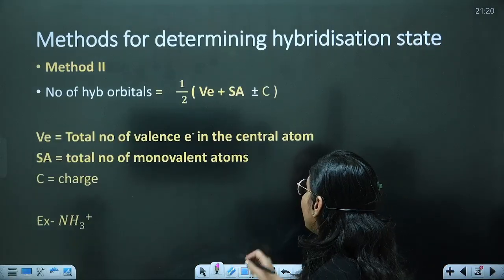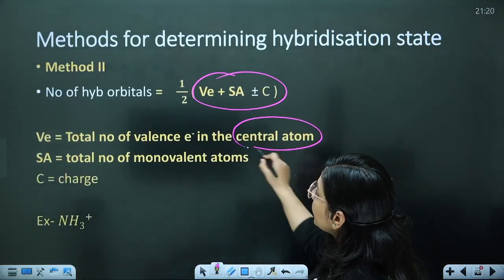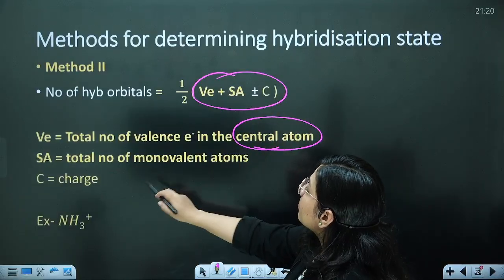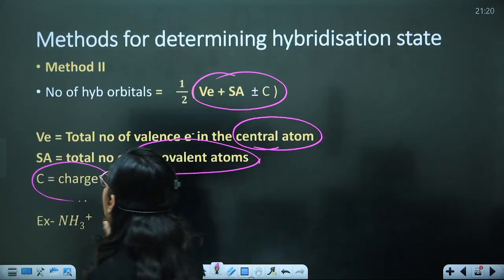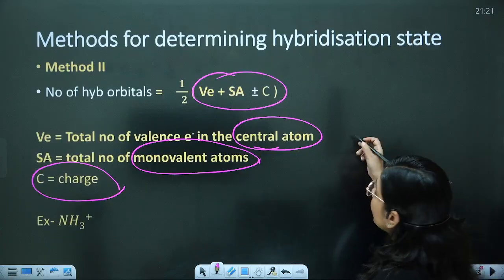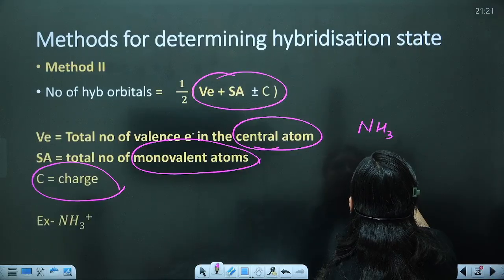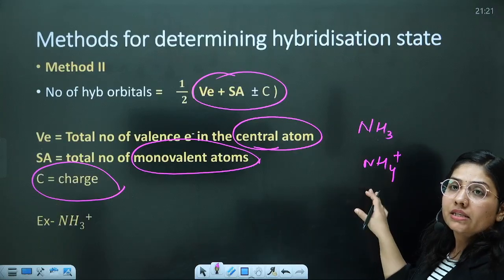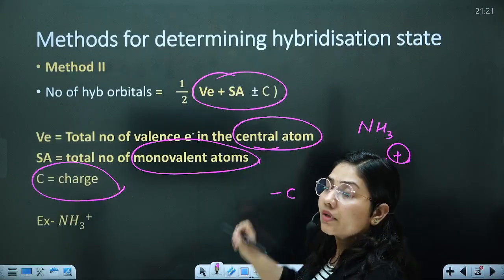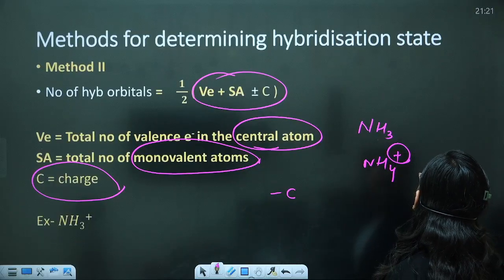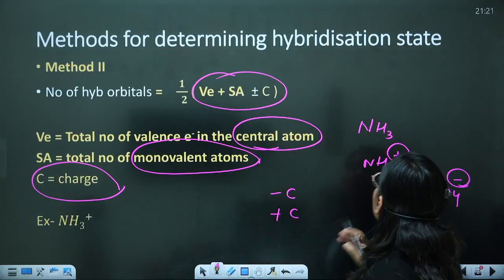See, this is the half of this whole thing. You will add the valence electrons in the central atom, then you will add the number of monovalent atoms connected. After that, the charge. How to deal with the charge? If there is something like NH3 or NH4 positive, if there is positive charge, then you will minus the charge in this formula. If it will be SO4 minus, there will be negative charge, you will add the charge. We will do the reverse.